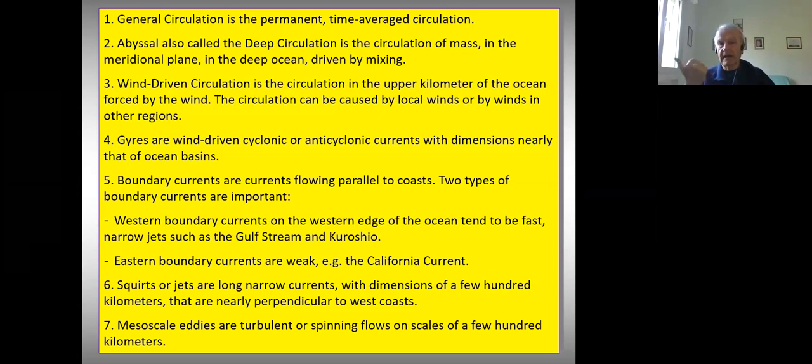So we have a western boundary current, which is on the western edge of the ocean, and which tends to be a fast and very narrow jet, such as the Gulf Stream or Kuroshio. We'll see later how we explain that they are very narrow and very swift on the western coast. And then we have eastern boundary currents, which are weak and going in the opposite direction. Like the California current, which goes southward, you have in the North Atlantic also a relatively weak, slow and large eastern boundary current which flows southward.